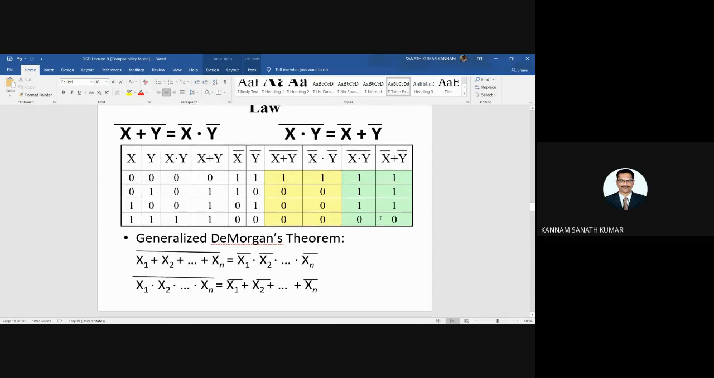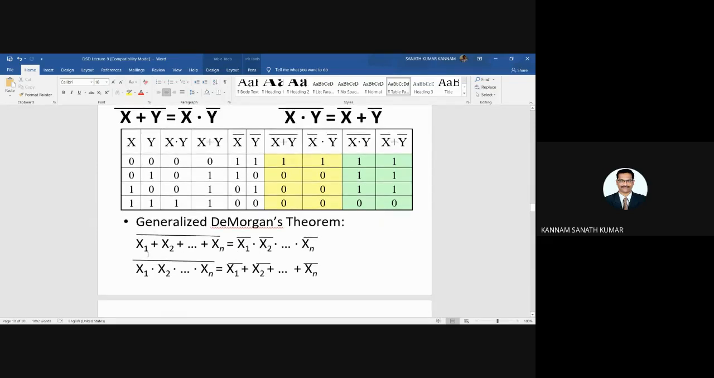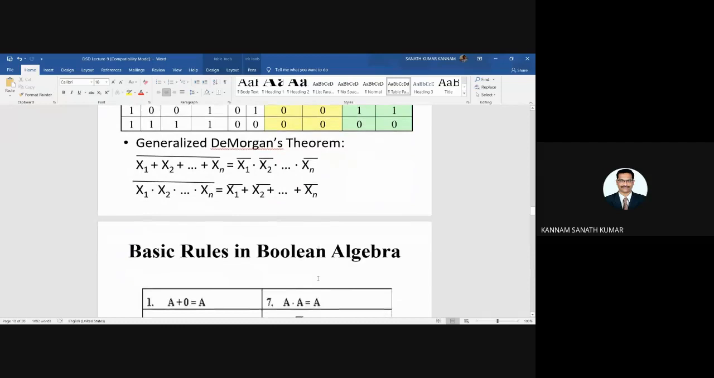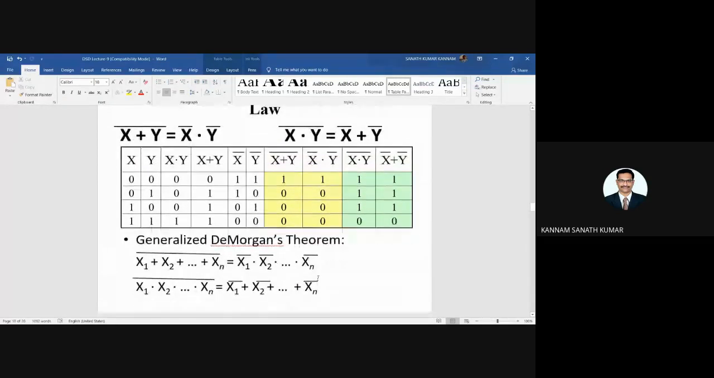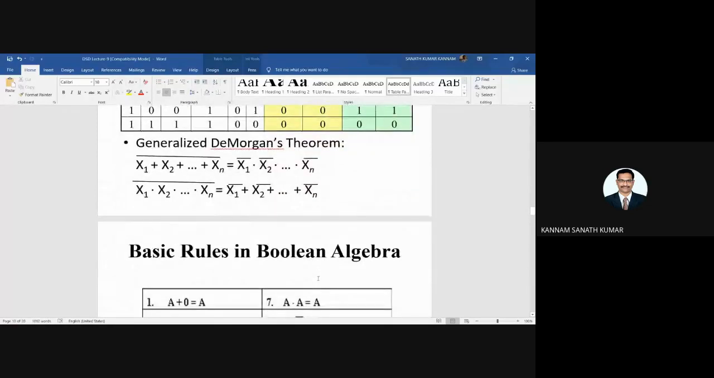In generalized form, if there are n inputs, x1 plus x2 plus up to xn whole bar can be written as x1 bar into x2 bar up to xn bar. Similarly, x1 into x2 into up to xn whole bar can be written as x1 bar plus x2 bar plus up to xn bar. This is nothing but De Morgan's theorem, a very important theorem that we are going to use in simplifying Boolean expressions.